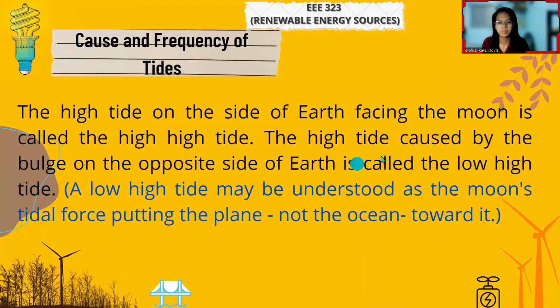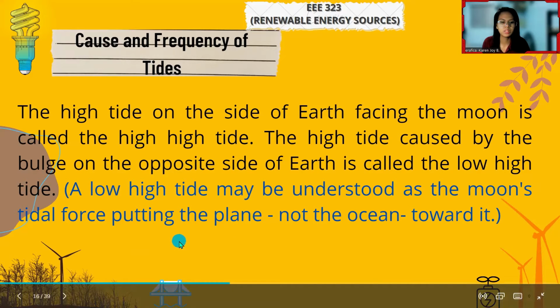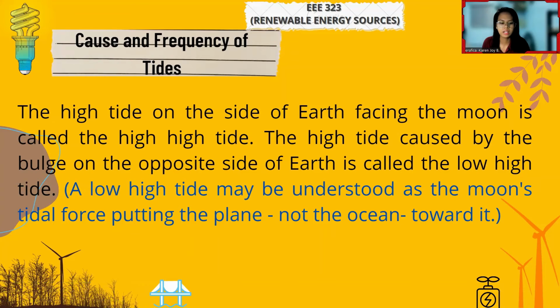The high tide caused by the bulge on the opposite side of Earth is called the low high tide. So tinatawag nga daw ito ng the low high tide. A low high tide may be understood as the moon's tidal force pulling the planet, not the oceans, towards it. So di ba nga yung tidal, it is a gravitational force exerted on the Earth by the moon.